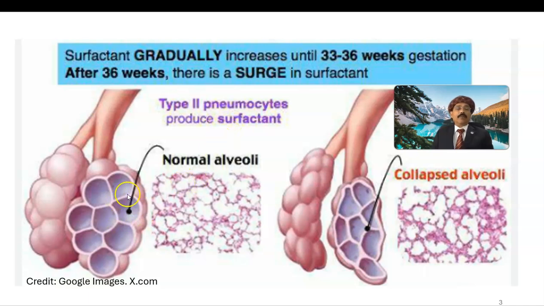This is the normal alveoli lined by simple squamous epithelium, type 1 pneumocyte, and type 2 pneumocytes are a little bit cuboidal, and those type 2 cells produce surfactant in their cytoplasm. This is the normal alveoli. This is the collapsed alveoli due to hyaline membrane disease. So lung alveoli are collapsed here in comparison to that.